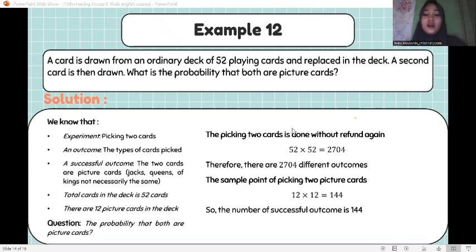Picking two cards with replacement equals 52 times 52 equals 2,704. Therefore, there are 2,704 different outcomes. The number of ways of picking two picture cards is 12 times 12 equals 144. So the number of successful outcomes is 144.